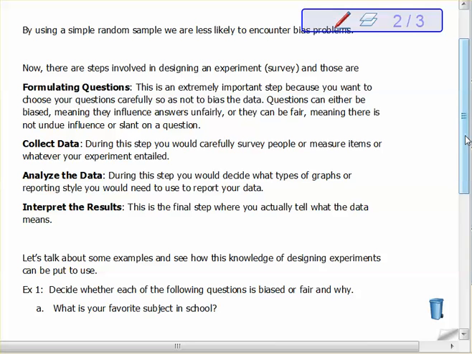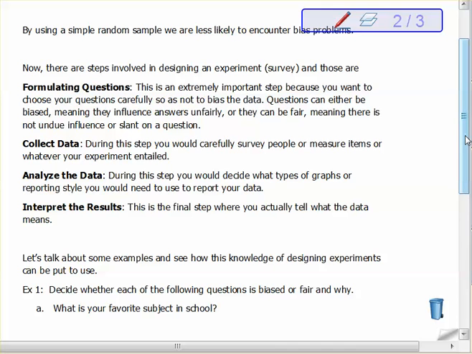Then you would analyze the data, and this step entails figuring out what you're going to do to report this. Are you going to use different kinds of graphs? What kind of graph would represent the data the best? How would you get your point across as to what you were doing? And then finally, interpreting the results. This is where you actually tell what your data represented, and apply it to the greater population and say, well, based on our findings, we feel that the school start times would not affect students or whatever.